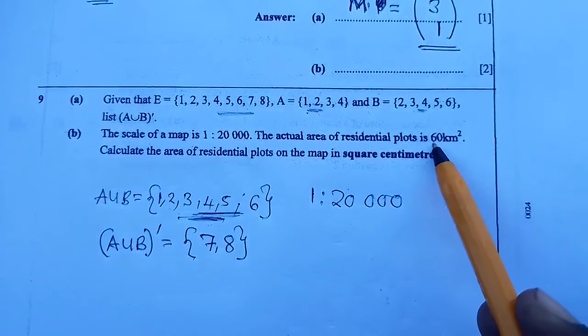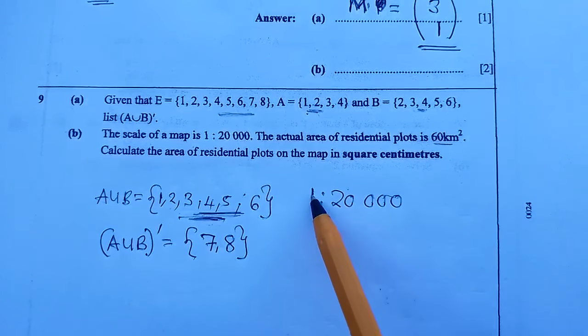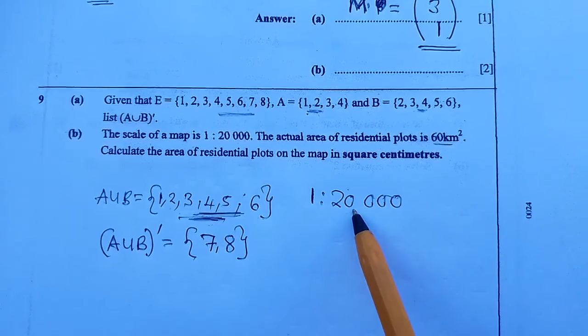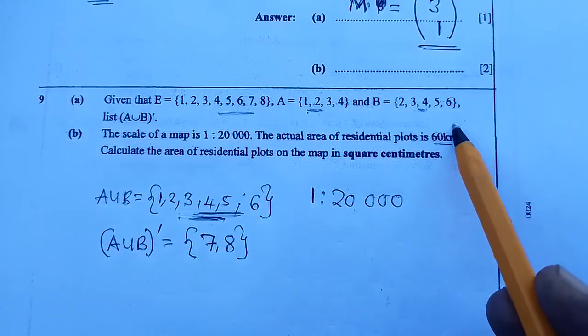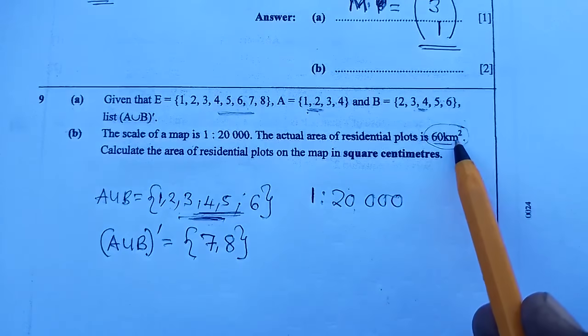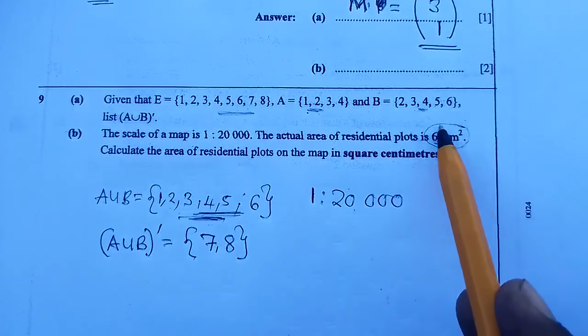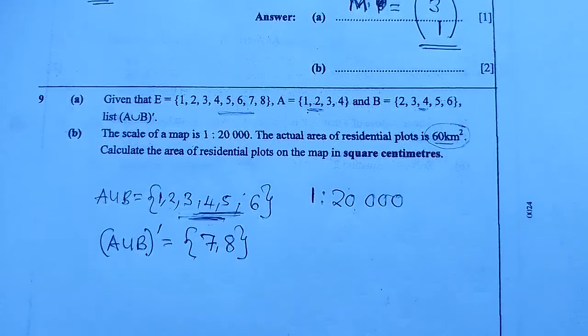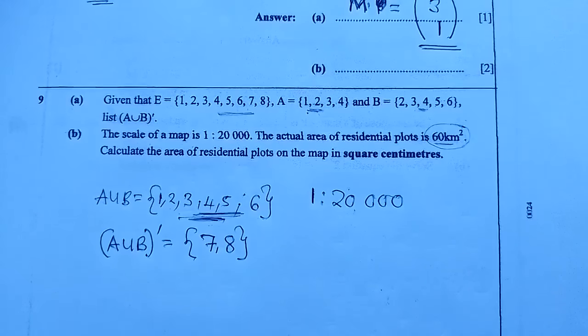So you need to get this. You know that here, this is on the map, and this is the actual. So you are given the actual. Now we want to find the area on the map. So the actual, we get this one, and we need to convert it to centimeters squared.